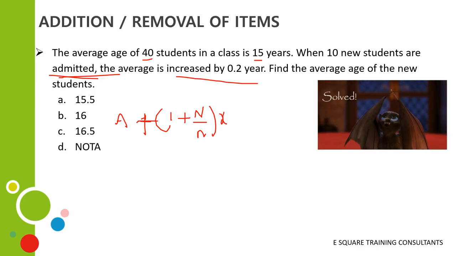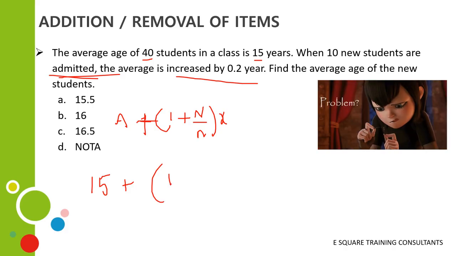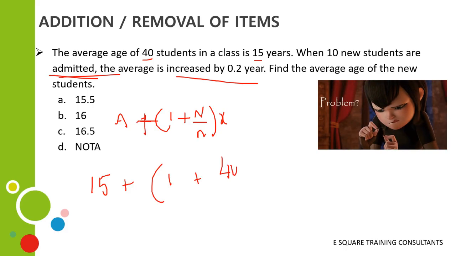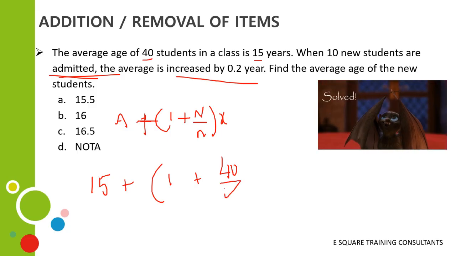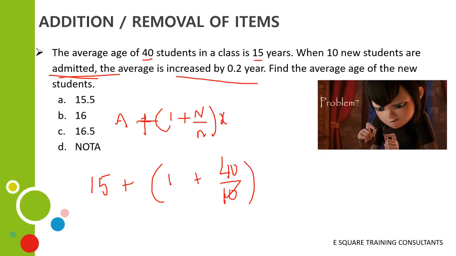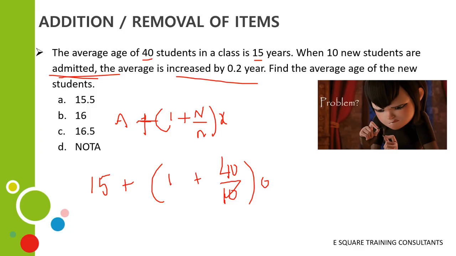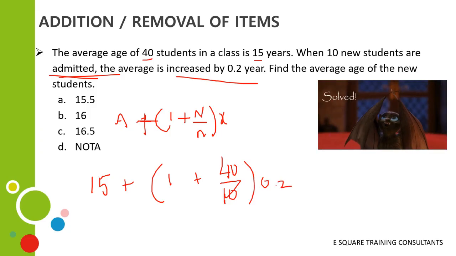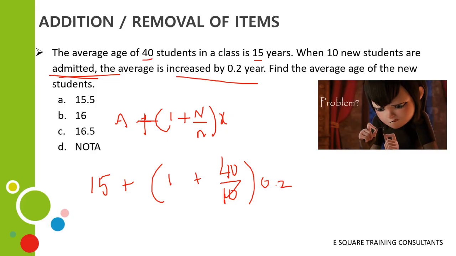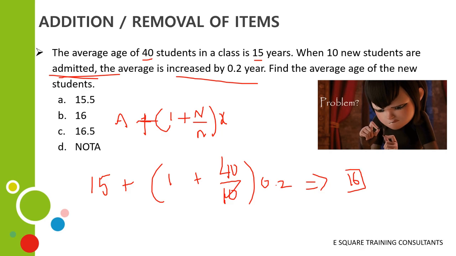So A is the original average, which is 15. Now plus 1 plus the original number of students is 40, and the number of students newly admitted is 10. So 40 divided by 10, into x. x is again by which it has been increased, so this is 0.2. Now if we calculate, 40 by 10 is 4. 1 plus 4 is 5. 5 into 0.2 is 1. And 1 plus 15 is 16. So we directly get the answer in just one step.